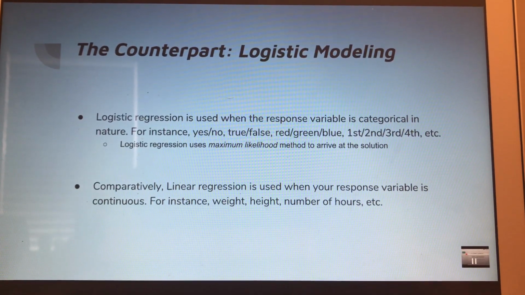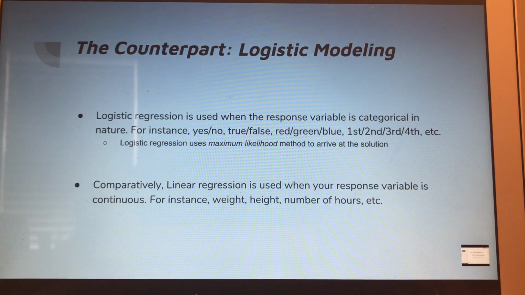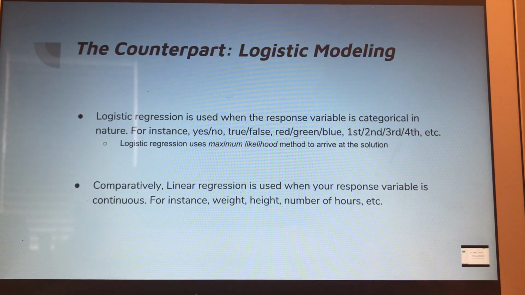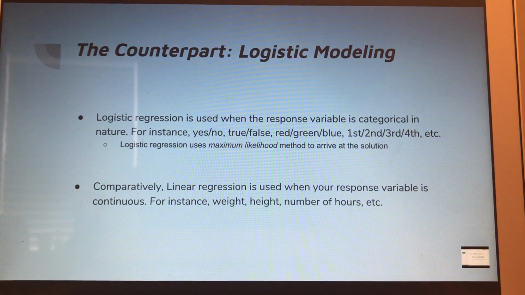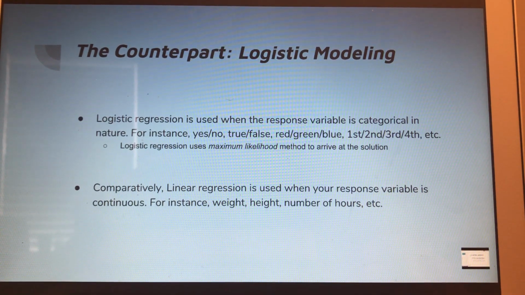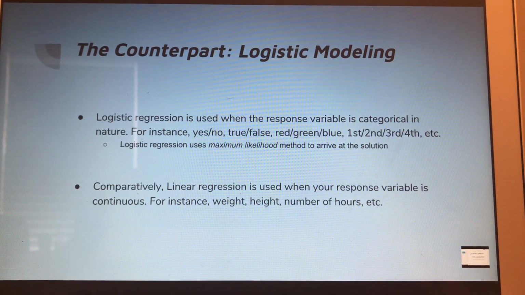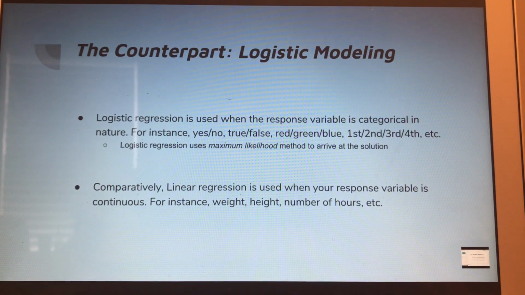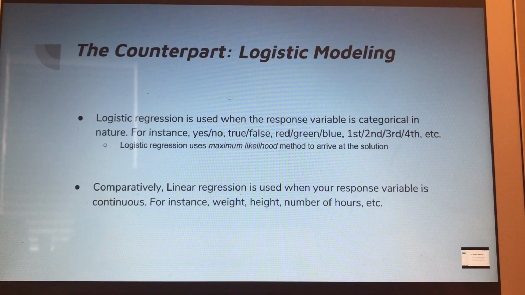Continuing on from the linear probability model, I'd be remiss not to speak on the logistic model. As we discussed, the linear model is used when your response variable is continuous, as we talked about weight, height, or number of hours cooked. But when your response variable is not continuous, we use the logistic regression, and this is when it's categorical in nature. For example, maybe it is yes or no, true or false, or a color, for example.